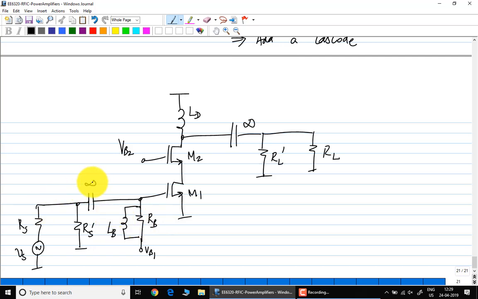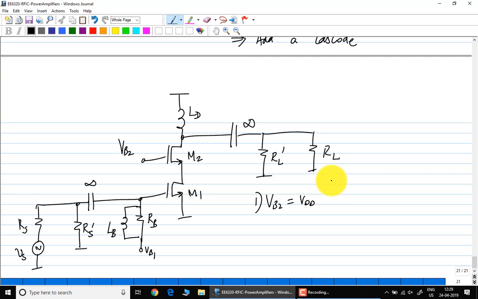Have I missed out anything? I have now added a cascode. The gate of the cascode needs to be connected to VB2, some bias voltage. Now, of course, the first step is to do the regular cascode. What do you normally do? VB2 equals VDD, correct? You try to do that.